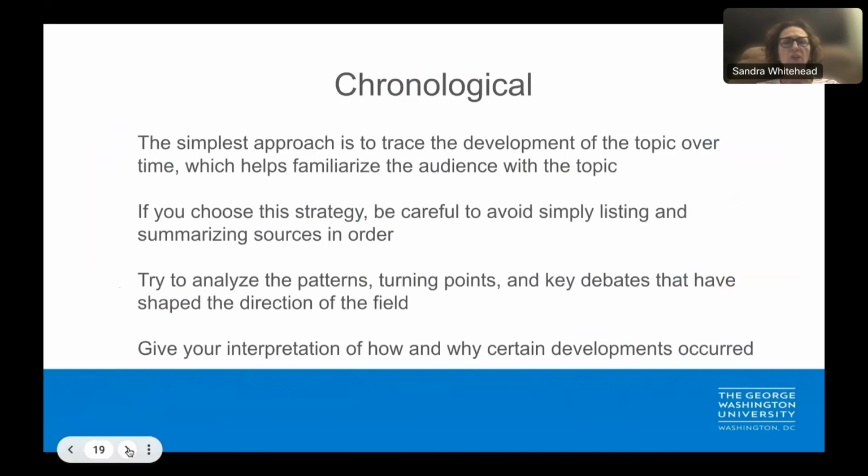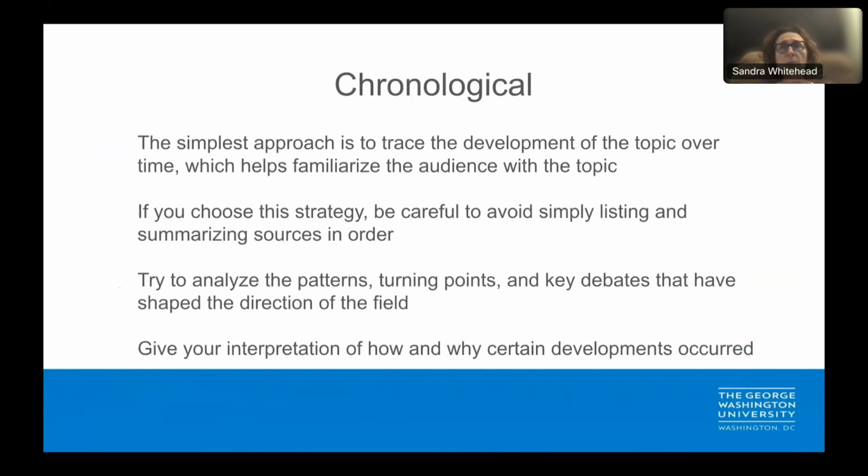So chronological, as I said, is probably the easiest way, the most straightforward way, because you're starting with the very first paper that was ever written on brownfields, for example, and you're moving forward through the next 30 years and discussing those. If you choose this strategy, be very careful that you're not just listing and summarizing sources in order. Try to also analyze patterns, turning points, and key debates.